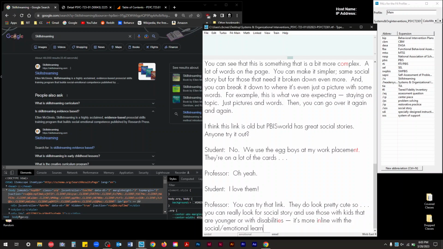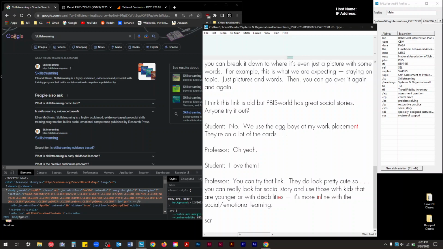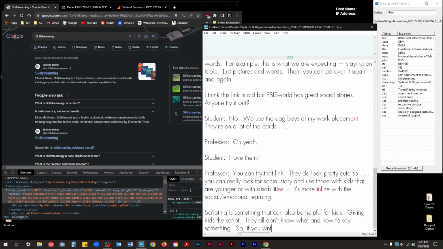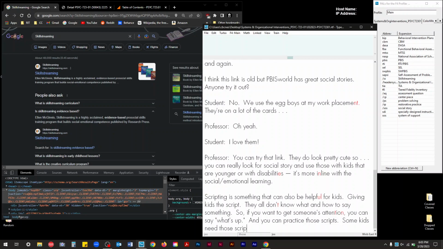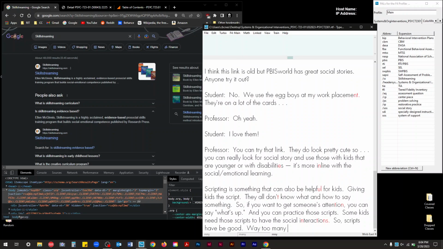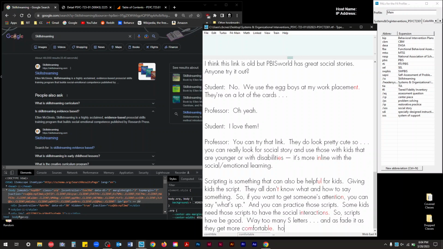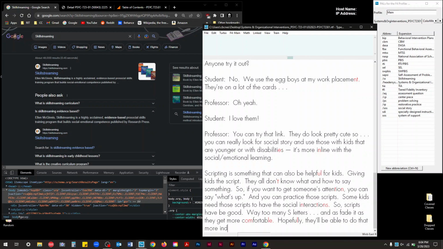Scripting is something that also can be really helpful for kids. So giving kids the script. They don't all know what to say and how to say it. So, if you want to get someone's attention, you can say "What's up?" and we practice those scripts. Having a starter for a social interaction. Some kids need those scripts to be able to have those social interactions. So scripts can be good, with social scripts. Way too many S's in all this. The social scripts, and then kind of fading that as they get more and more comfortable. You're able to fade those scripts, and they're going to be able, hopefully, to do that more and more independently as you teach them how to engage in those social interactions.